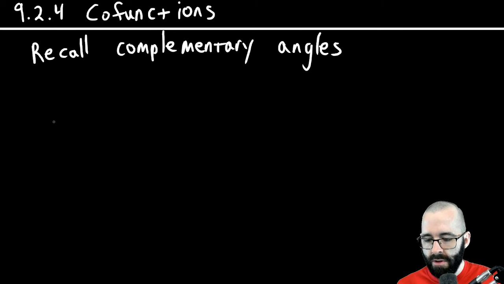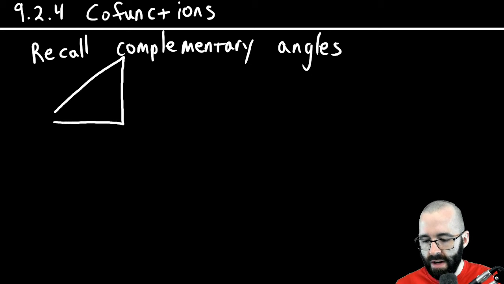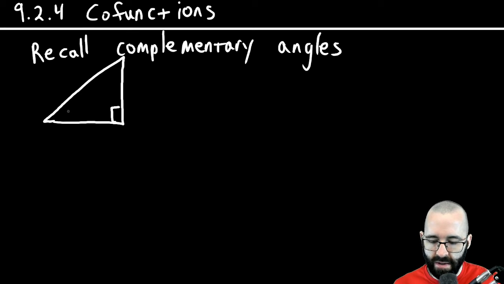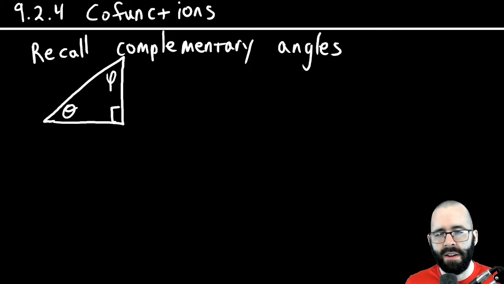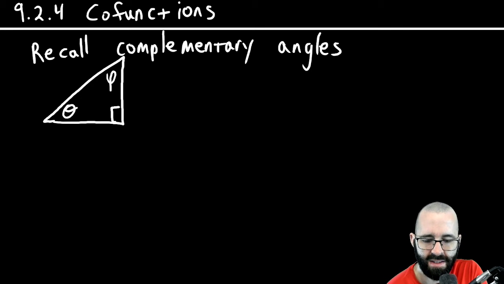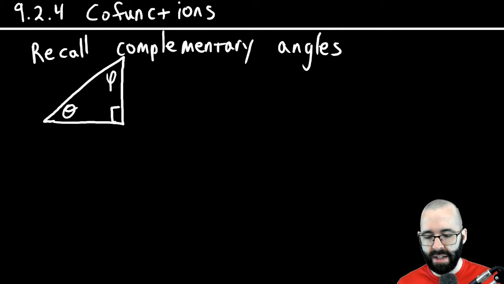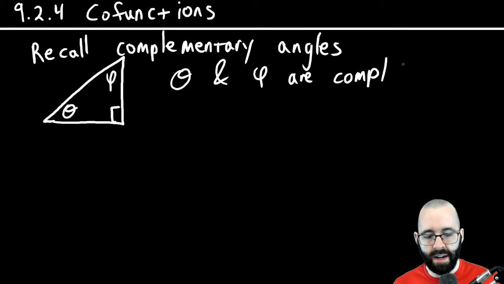And remember that in a right triangle, I have some right triangle, and let's say this is some angle alpha, and this is some angle, let's not use alpha and beta, because we're using them for something different. What about theta and phi? Also pronounced phi sometimes. Theta and phi. Remember that, what's the relationship? Oh, we say theta and phi are complementary. They add up to 90 degrees.